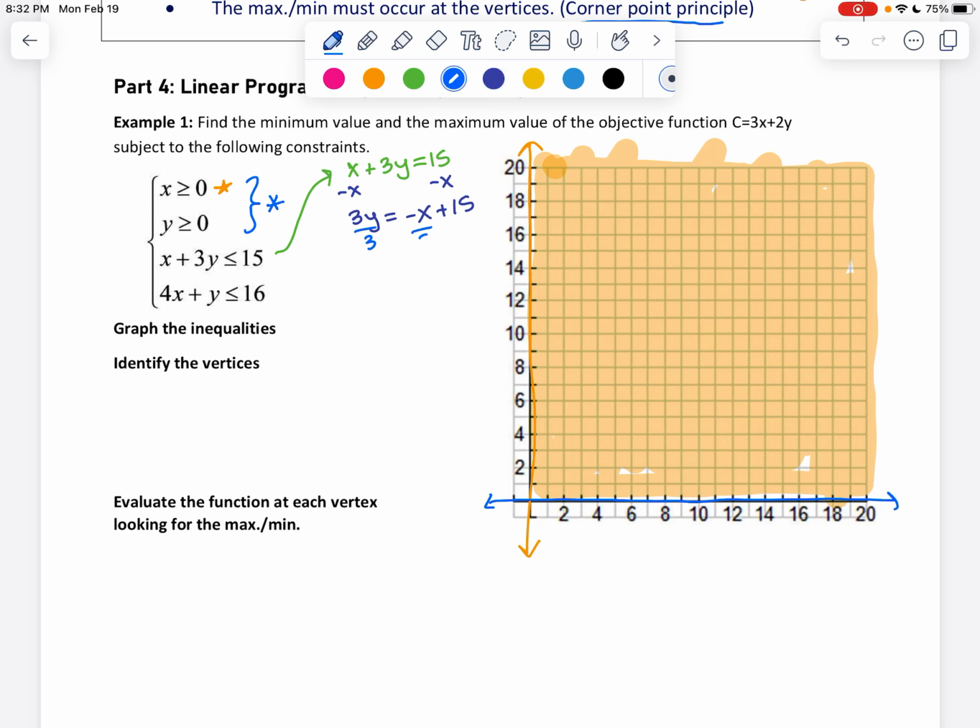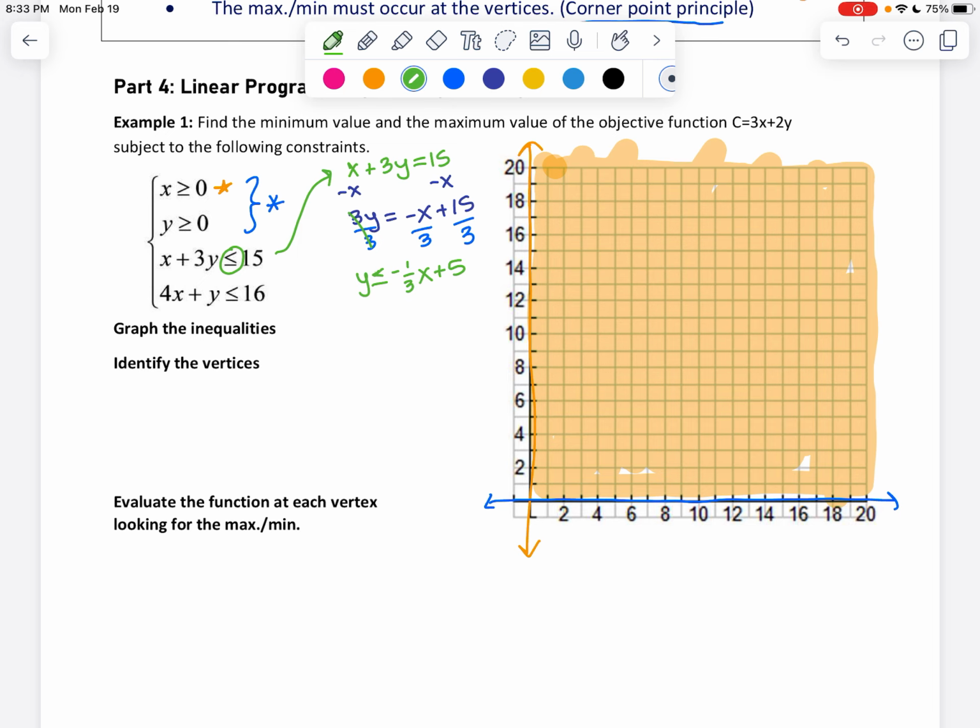Divide by 3. Remember that we need to divide every term by 3. And I get y equals negative 1/3 x plus 5. And now once I have that, I'm ready to bring back over the inequality. So it's not going to be y equals anymore. It's going to be y is less than or equal to negative 1/3 x plus 5. So there is the equation for this next one.